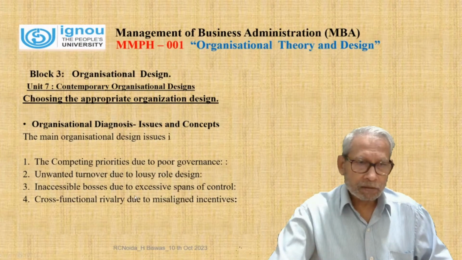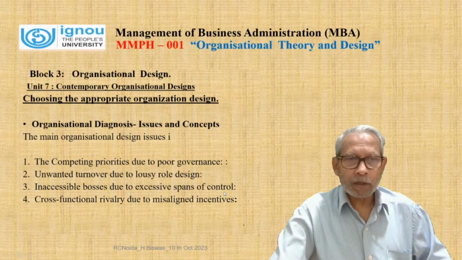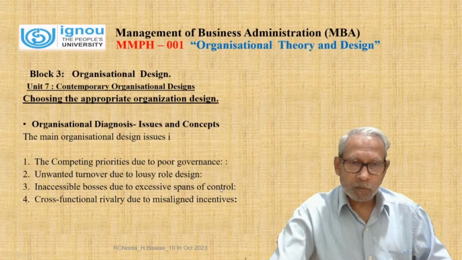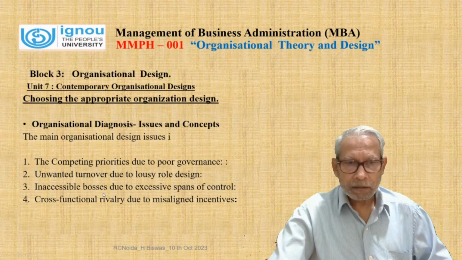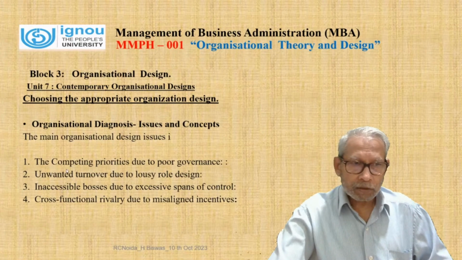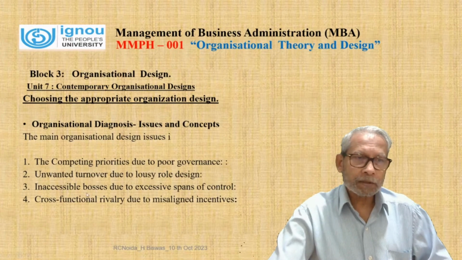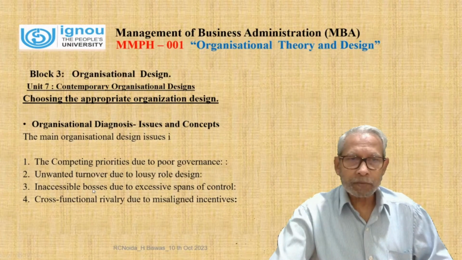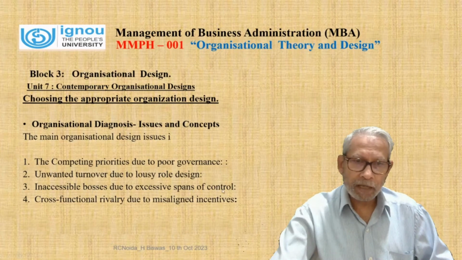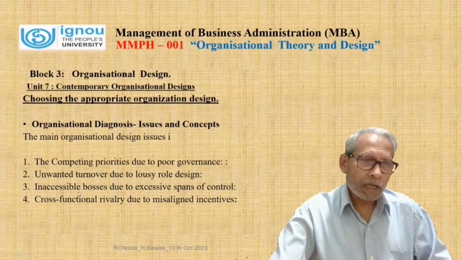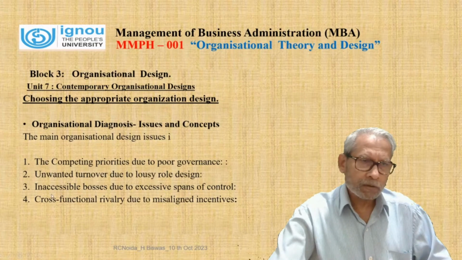Inaccessible bosses due to excessive span of control, because when your manpower is more, you are not controlled, you cannot contact each other, and there are time constraints. So that's why sometimes bosses are inaccessible. The boss cannot be free all the time. He is busy with some of the issues, discussing with everybody. So because of the span of control, you have to reduce it, and that can be possible. So that is one of the issues. We are talking about the issues.